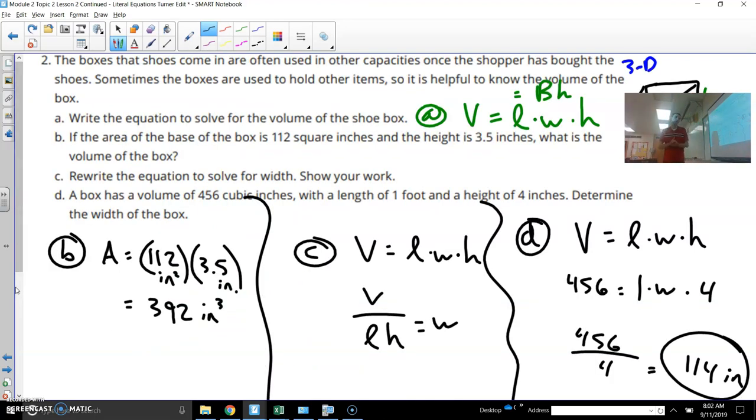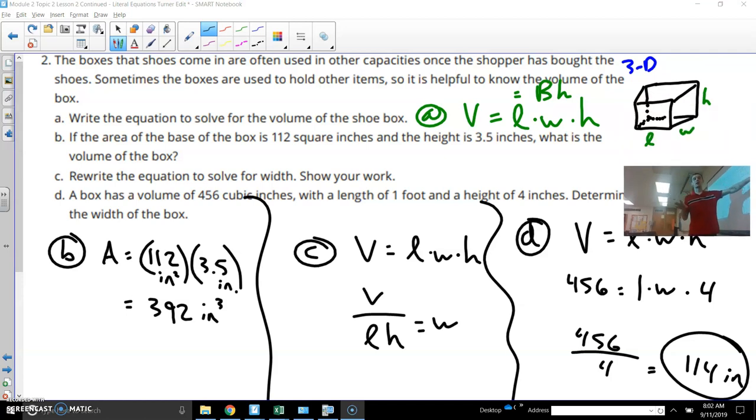Number 2 is dealing with volume. You do a lot more with volume when you get into geometry, when you get into Algebra 2 and pre-calculus and a lot of engineering classes. So it says the boxes that shoes come in are often in other capacities once the shopper has bought them. And so the first one says write the equation to solve for the volume of a shoebox. Well, any type of prism like I've drawn over here in this top right corner, length times width times height is how you calculate volume.